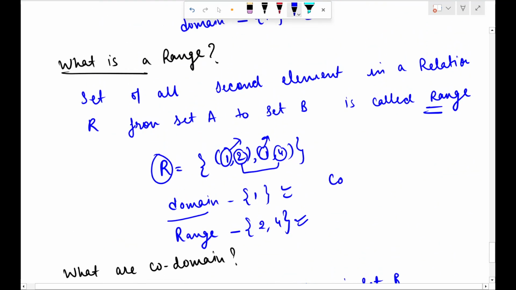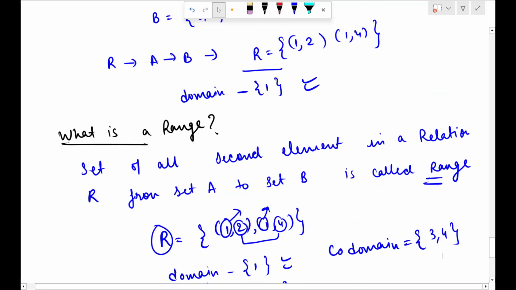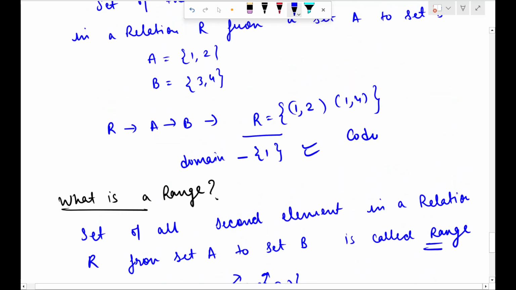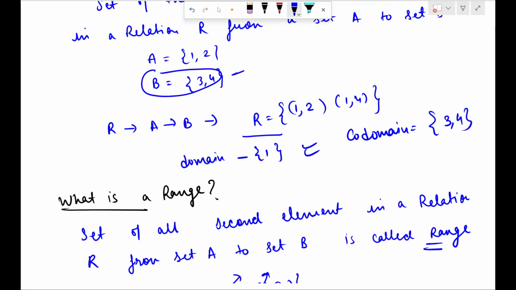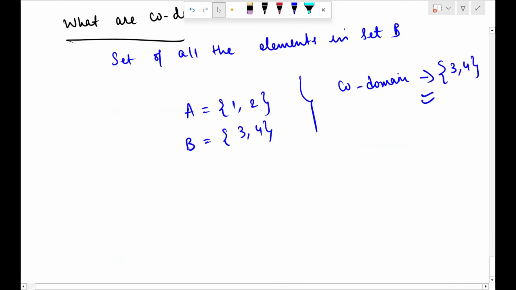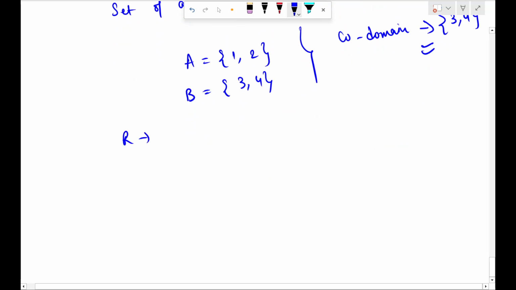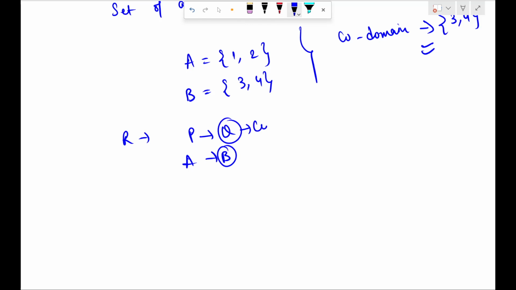So here codomain is all the elements of set B, 3 comma 4. So codomain is 3 comma 4. So this whole set B is a codomain. So whenever we write a relation from any set to another set, such as P to Q or A to B, then this second set will be the codomain of this relation.